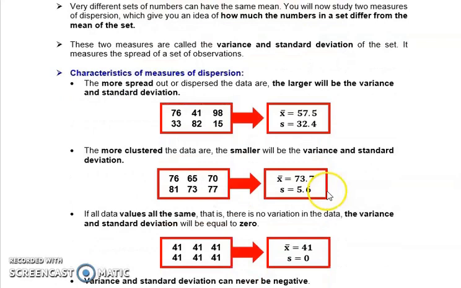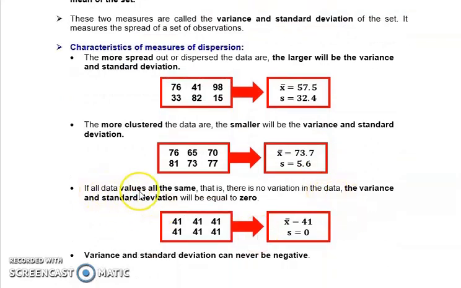Thirdly, if all data values are the same, that is, there is no variation in the data, the variance and standard deviation will be equal to 0. Let's say in this data set, all students score 41 marks. It means that there is no variation in this data. So when you calculate the mean, you will get 41 since all data are the same, and the standard deviation will be equal to 0 because all students score 41 marks.